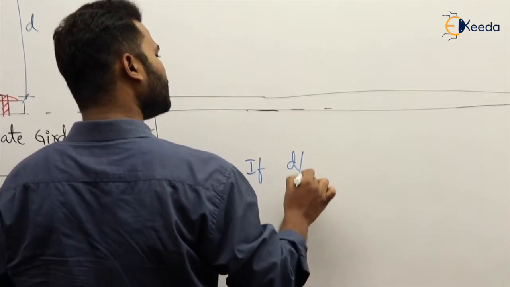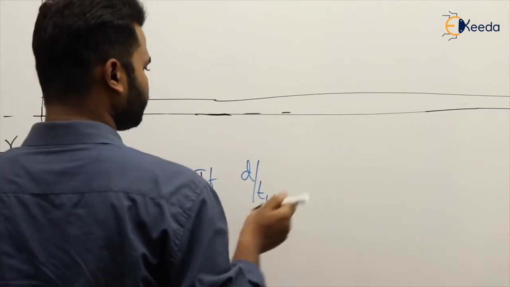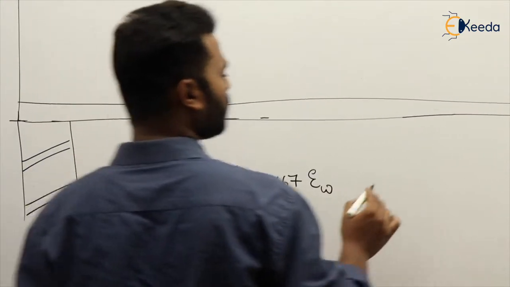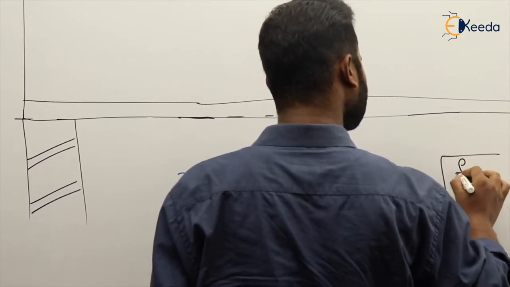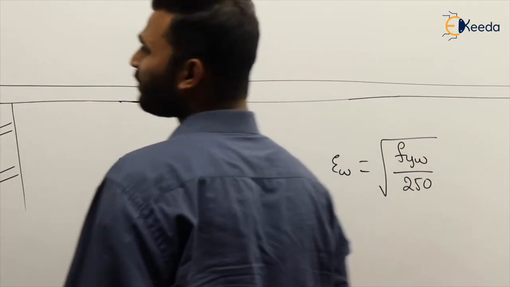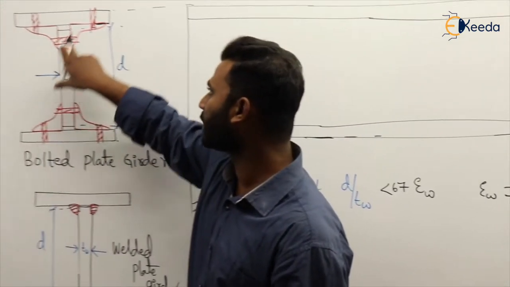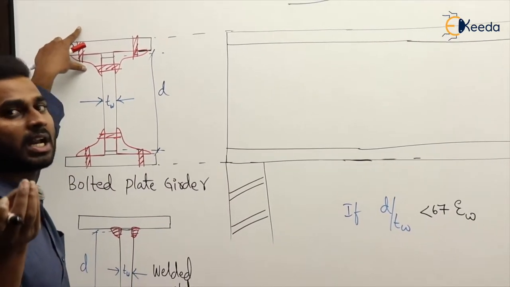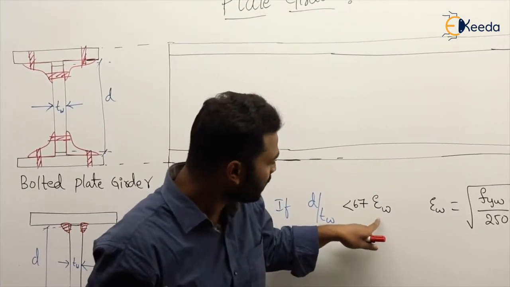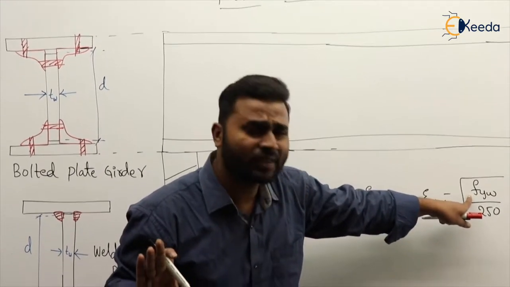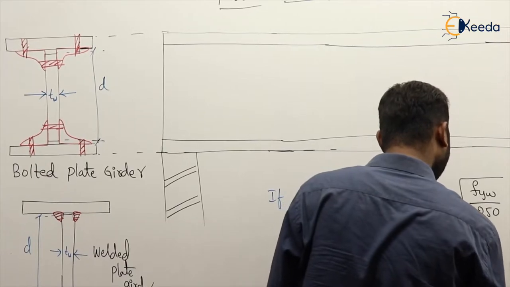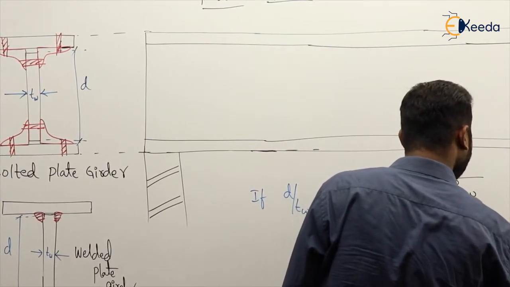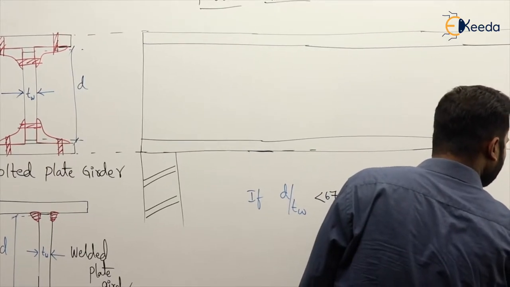So if d by tw is less than 67 epsilon w, where epsilon w is nothing but the square root of 250 by the yield stress of the web. Here we are using three plates, the web plate and two flange plates. The web plate will have one yield strength and the flange plates will have another. Obviously, if you use mild steel, all will have the same yield strength of 250. So epsilon w is the ratio for the web, and fyw is the yield stress of the web plate.